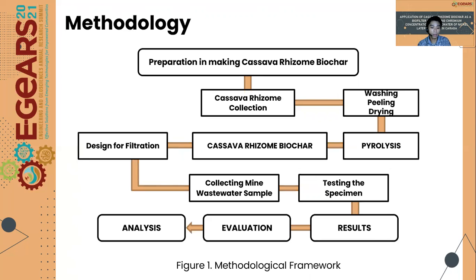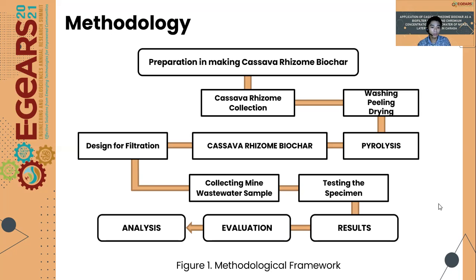So this is the methodological framework of our study. First, the preparation of cassava rhizome biochar, and then collection of cassava rhizome. Cassava rhizome samples from Mainit, Surigao del Norte were used in this study. The samples were cleaned, naturally air dried and stored at room temperature. For the preparation for pyrolysis, cassava rhizomes were cut to sizes ranging from 30 to 50 millimeters. The carbonization is carried out by slowly heating the cassava rhizome in the absence of oxygen in a metal container.